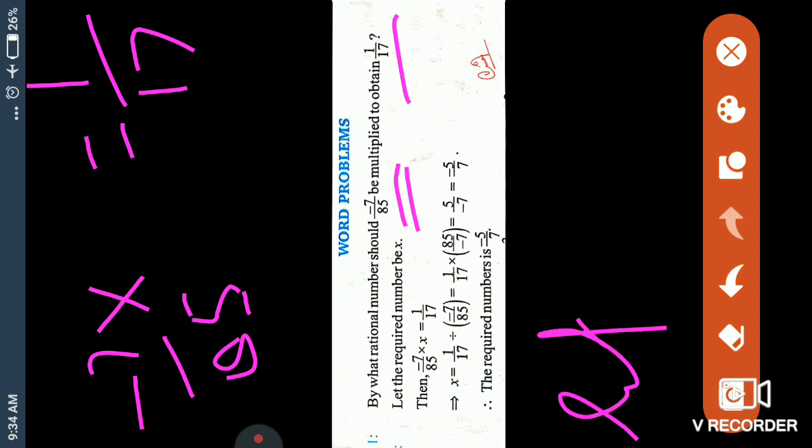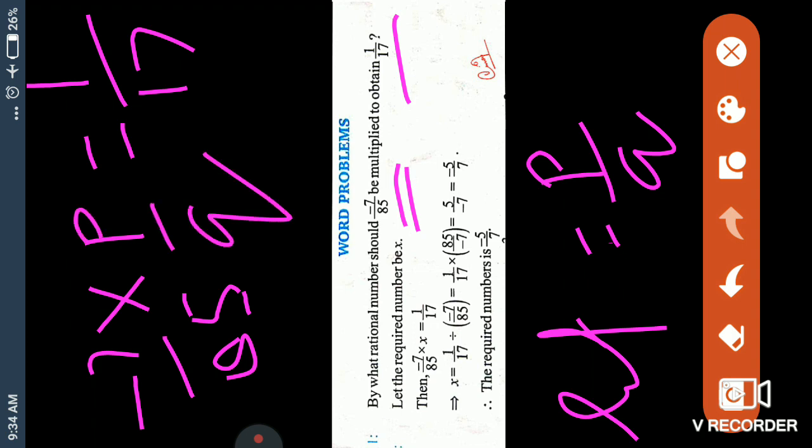And by what number should minus 7 upon 85 be multiplied means we will multiply with it, so write minus 7 upon 85 here. Before writing it, you have to write: let the number be p upon q. Then you will put p upon q here. You can also imagine x here. So now you see: minus 7 upon 85 multiplied by x equals 1 upon 17.